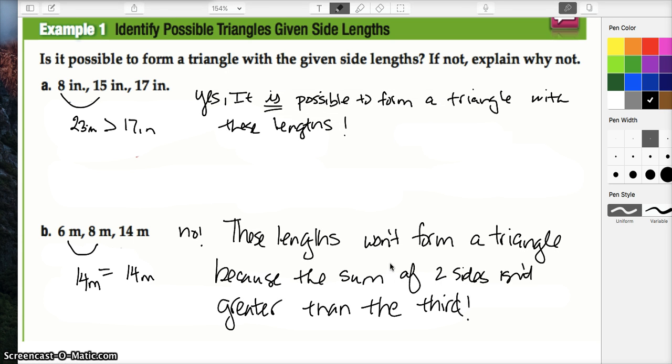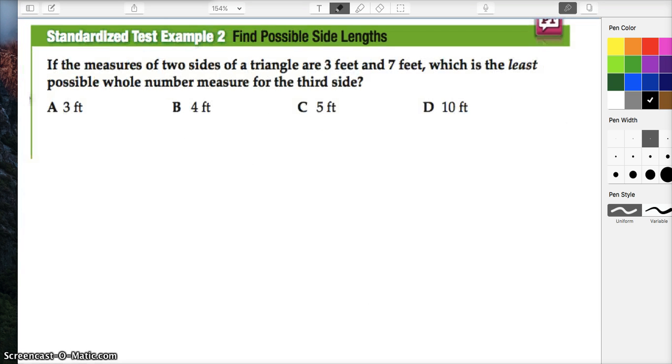These lengths won't form a triangle because the sum of 2 sides isn't greater than the third. The sum of these 2 sides is not greater than 14. It's equal to 14, but not greater than. No triangle here. So this is a fun one.